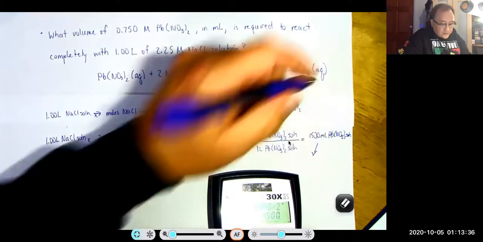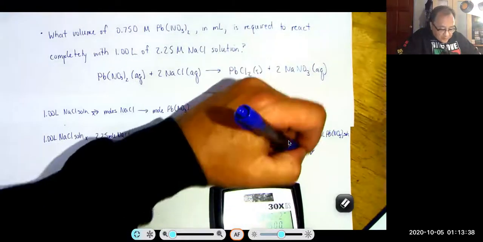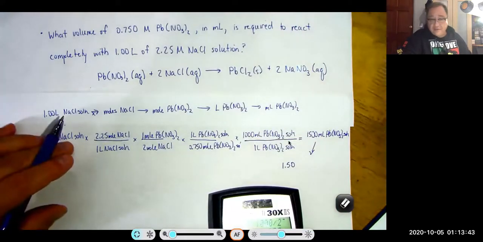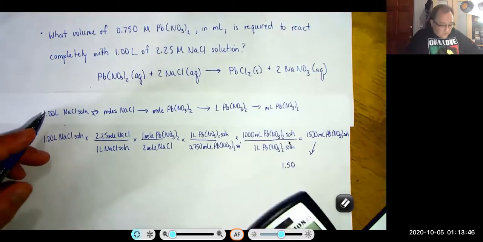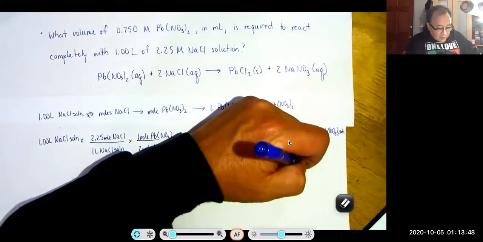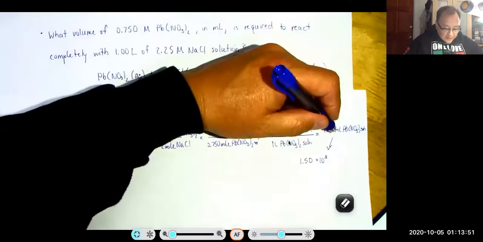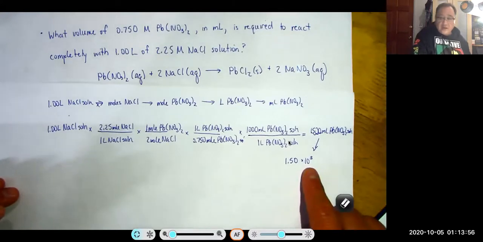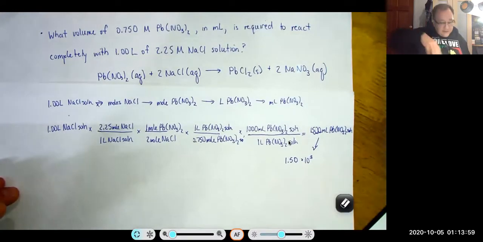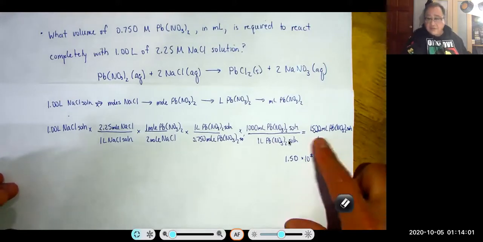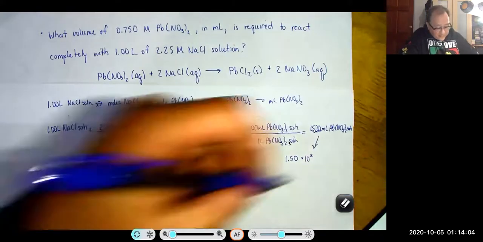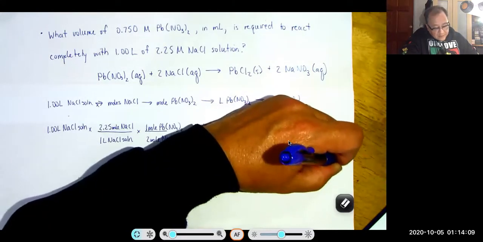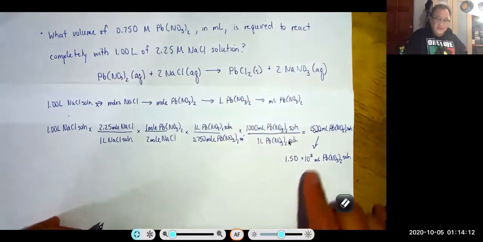So what we want to do is move that decimal over 3 times to get 1.5, and we're going to put a 0 after the 5 so that we have 3 significant figures. And we're going to write times 10 to the 3rd. I moved the decimal over 3 times, so the exponent on 10 is a 3, and it's a positive 3 because the original number is greater than 1. And this is going to be milliliters of lead 2 nitrate solution. And there's your answer.